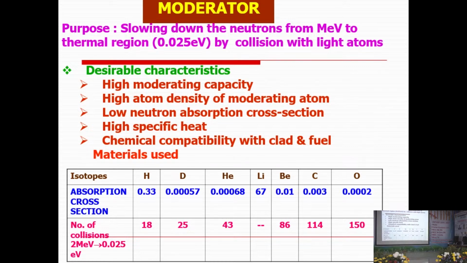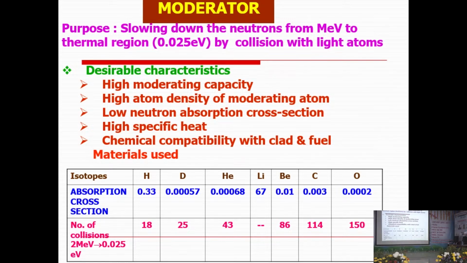But in the case of deuterium, the number of collisions may be increased to 25, but the cross sections are very low. If I am using low enriched uranium fuel like naturally available uranium, I have to use deuterium-based moderators as a coolant or moderator. But suppose I increase the fissile atom density, like enriched uranium, I can go for light water. There are some other options like helium, lithium, beryllium, graphite, which is nothing but carbon, and oxygen also we have to see; invariably it will be there with hydrogen and deuterium in the case of water.